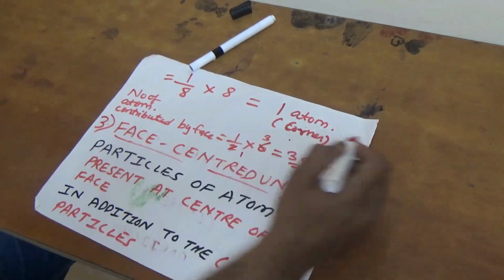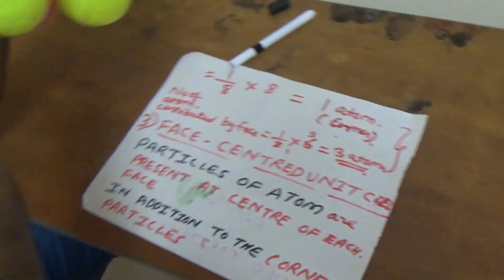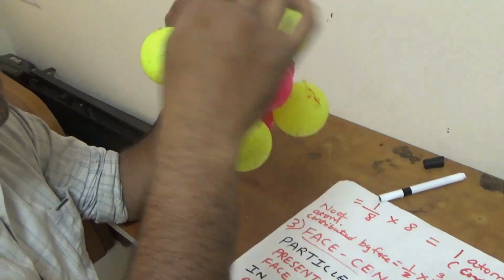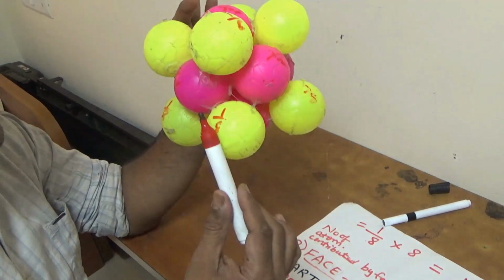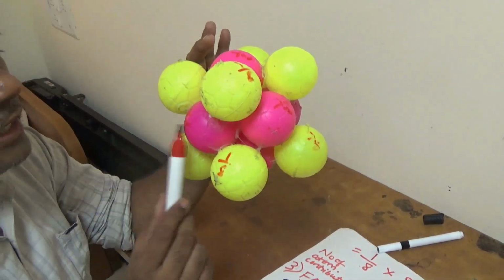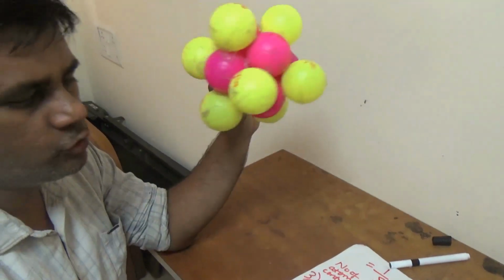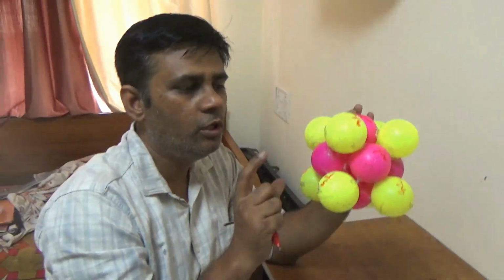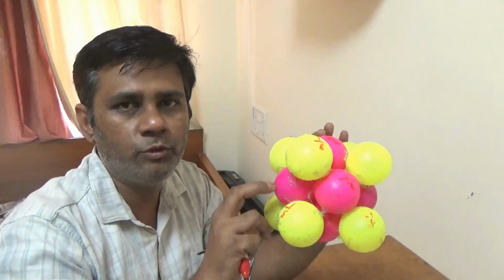So total how many atoms are contributed by this face-centered unit cell? 1 atom contributed by the corners and 3 atoms contributed by the faces. So total 1 plus 3 is equal to 4 atoms. So the face-centered unit cell contributes 4 atoms in a unit cell. You can remember it like that, F for face-centered, F for 4.